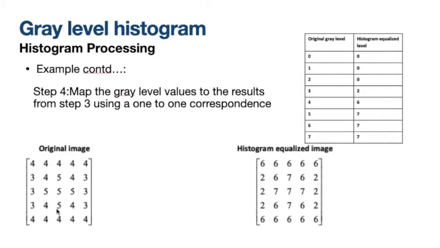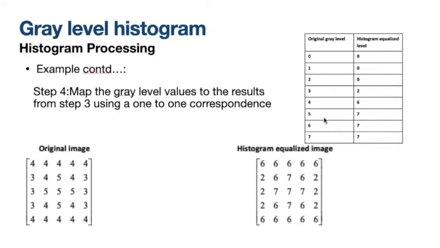Here in this image, these values will be replaced by the new values. Okay, so here all these 4s will be replaced by 6. For 4, the corresponding equalized level is 6. So all the 4s will be replaced by 6. All the 3s will be replaced by 2. See here, all the 3s are replaced by 2, and all the 5s, 6 and 7s.